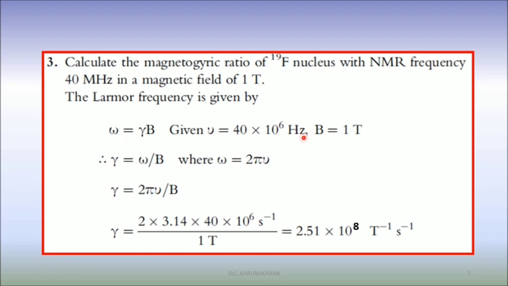In this problem, based on Larmor frequency, they have asked to calculate the gyromagnetic ratio of the fluorine-19 nucleus with the NMR frequency in a magnetic field of 1 Tesla. According to the Larmor frequency, it is directly proportional to the applied field strength, equal to gamma times B, where gamma is the proportionality constant. Therefore, gamma equal to omega by B. You know omega equal to 2 pi nu. We have studied this previously. On substituting, you will get this answer.